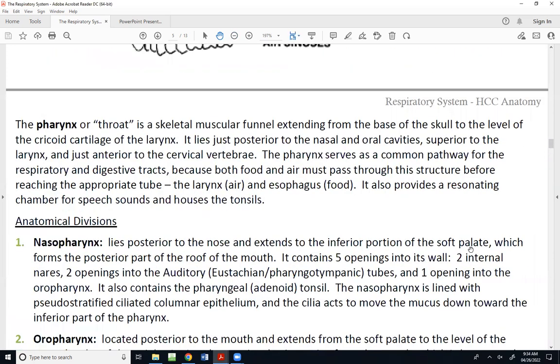All right, what we commonly call our throat is the pharynx, a skeletal muscular funnel extending from the base of the skull to the level of the cricoid cartilage or larynx. And we'll learn about the cricoid cartilage and the larynx here on the next slide.